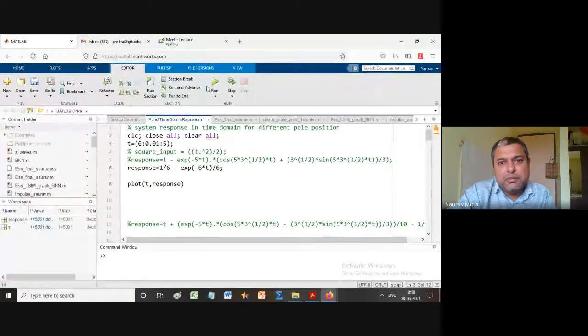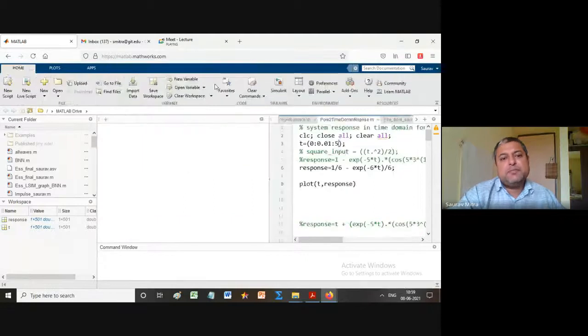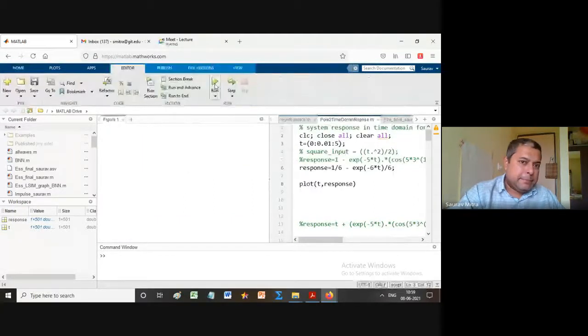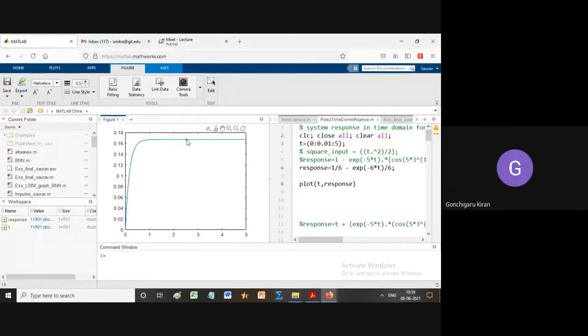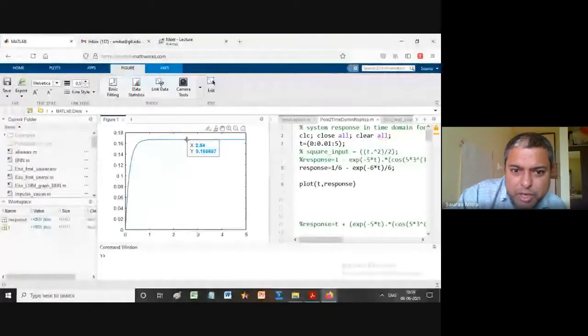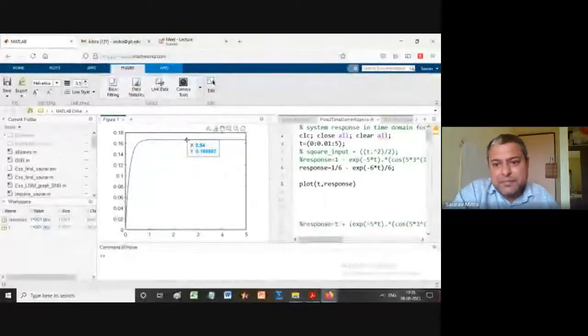So previously we had plotted the step response, and the step response got steady. Kiran, please respond if you have understood. Is it understood? This is steady. Yes, sir. This is the response for step. It got steady at 0.1667. It is not changing.